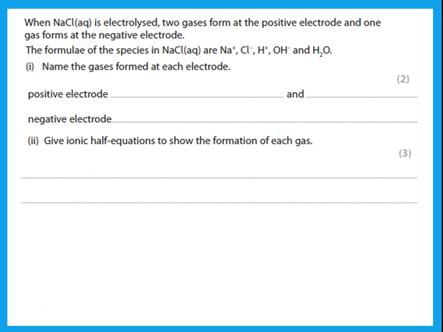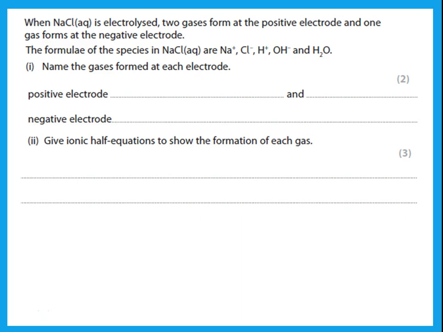And then of course after that you will go and do the questions in your chapterized questions. But let's try this. When sodium chloride aqueous is electrolyzed, two gases form at the positive electrode and one gas forms at the negative electrode. The formula of the species are these ions. What gases do you expect to form at the positive? So which of these will go to the positive? The negative ions. What negative ions do we have? Well, we have Cl- and OH-.